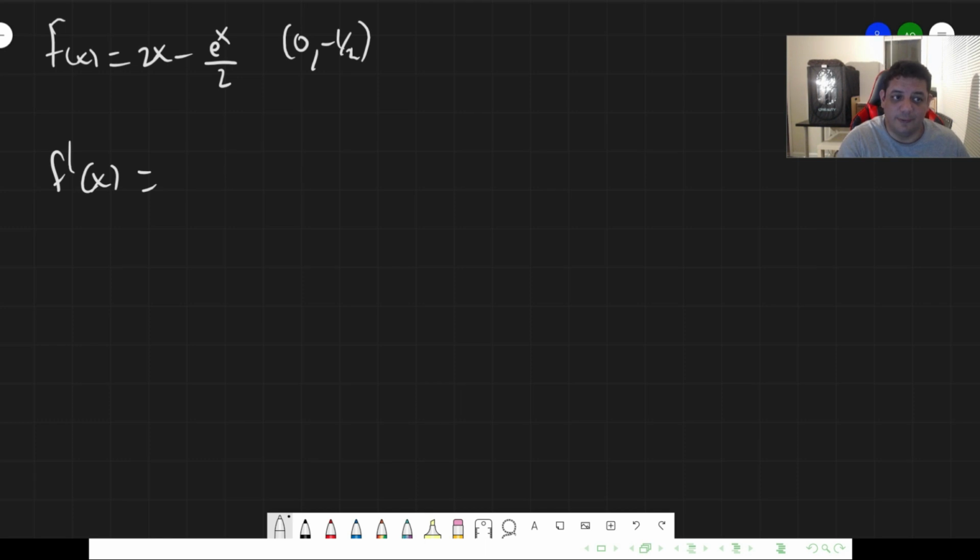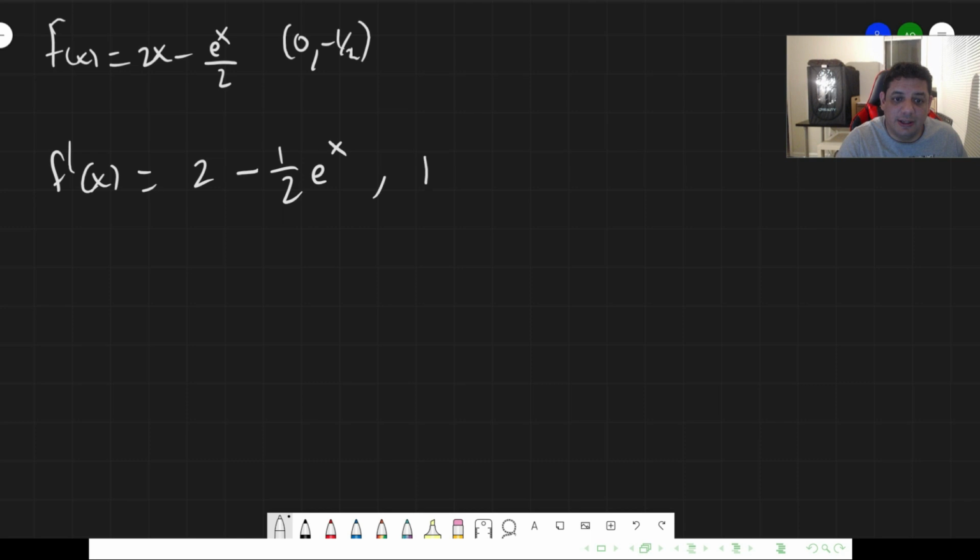So the derivative of 2x is 2, minus the derivative of e to the x divided by 2. e to the x divided by 2 can be seen as 1/2 e to the x, notice. And so the derivative of e to the x is e to the x. This is going to remain the same. And so the derivative is going to be this same thing. Okay. Now, this previous function in 0 was 1 minus 1/2.